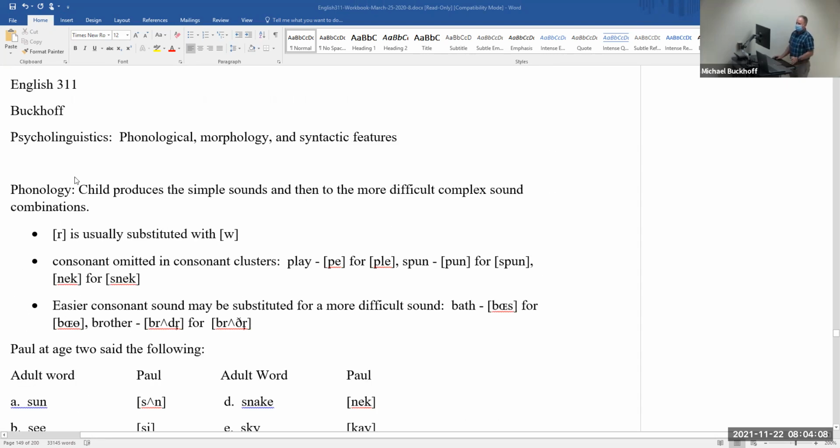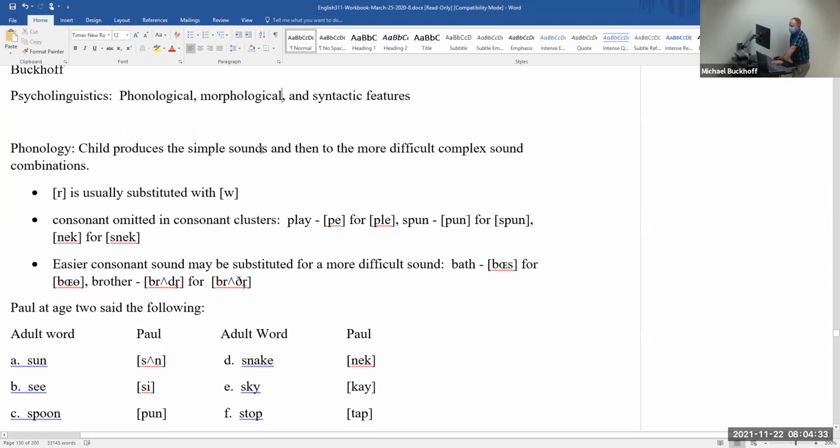Okay, so let's take a look at what we call some phonological, morphological and syntactic features. This is going to give you some examples of common things that you might notice when a child speaks and uses a language. So a child produces the simple sounds and then moves to the more difficult, complex sound combinations. Initially, the R is usually substituted with a W. So instead of right, the child may say white.